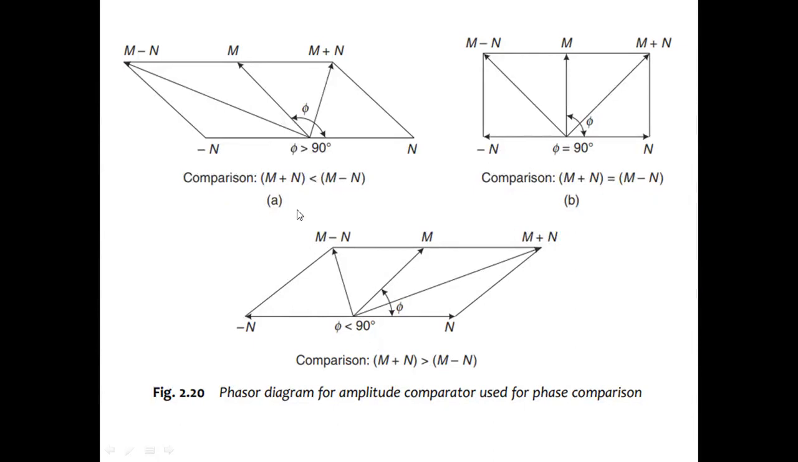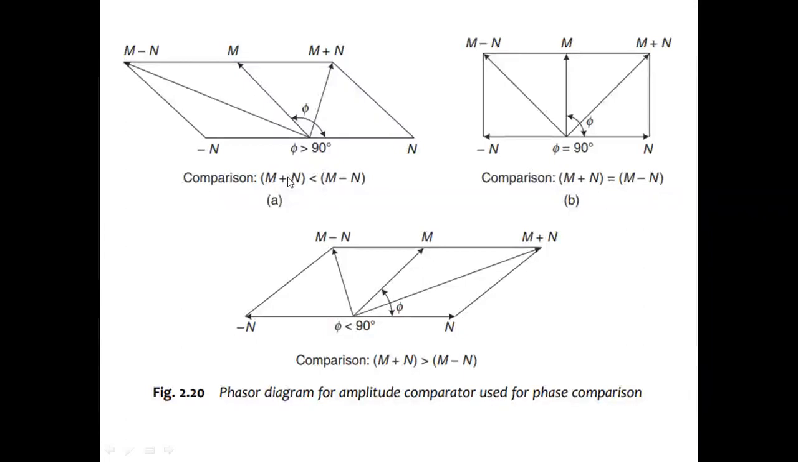Okay, in figure A here, it shows the M plus N signal and the M minus N signal, which means your operating quantity is less than your restraining quantity. Here, this is your M axis and this is your N axis, and from the combination in that phasor diagram, this M plus N, because your phi is greater than 90 degrees, in that case your operating quantity is less than restraining quantity.